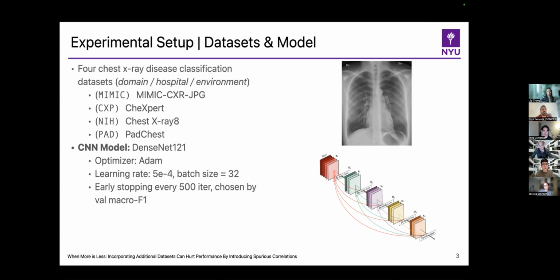And we use the terms domain, hospital, and environment a little interchangeably. The model that we use when we're looking at the problem of disease classification is the DenseNet 121. Previous work showed this to be a pretty strong baseline. And I've also listed the key hyperparameters here.